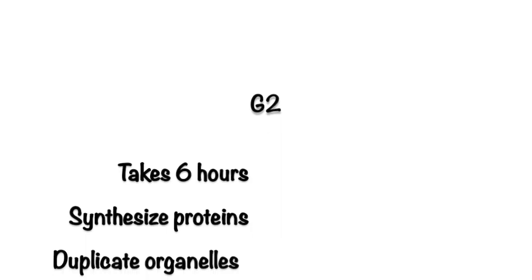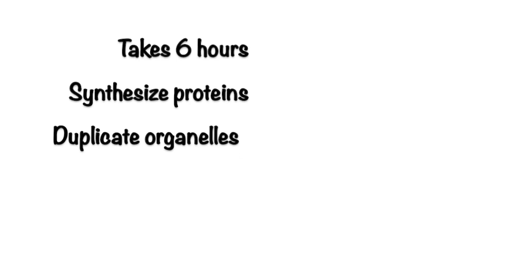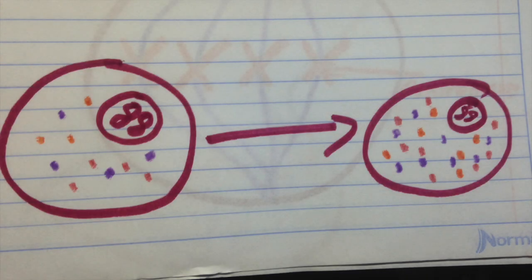The last stage in the interphase is G2. It takes 6 hours and it synthesizes proteins and duplicates organelles. In this image we can see the first cell with its 2 sets of DNA and the second cell with its 2 sets of DNA but with extra proteins and organelles.